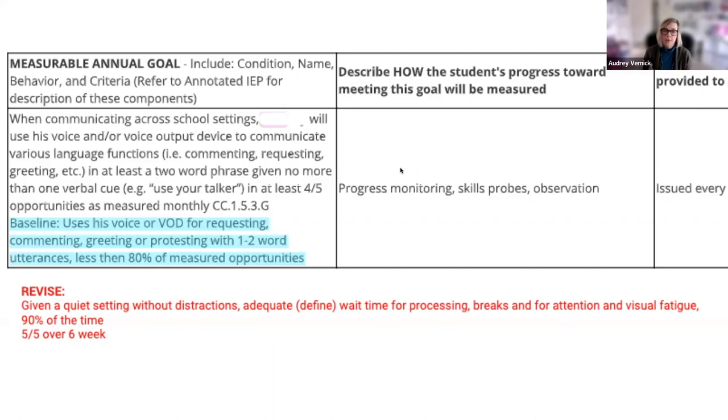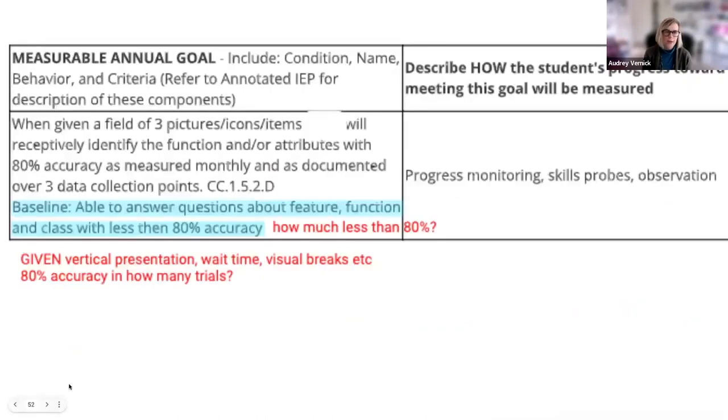So maybe it's measured twice a week, data is collected twice a week, and who collects the data, right? Is it the speech therapist? Is it a para trained to collect the data? If so, you have to write that training in the IEP and say the para will be trained in collecting the data. All right. I'm going to try to move a little quickly here so I can get through all of these. Here's just another example.